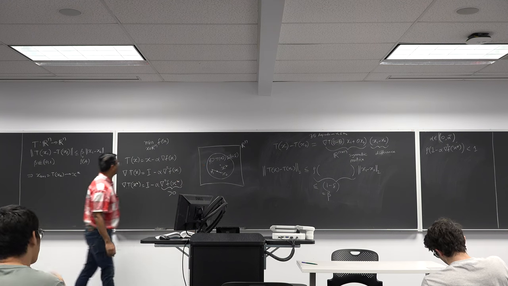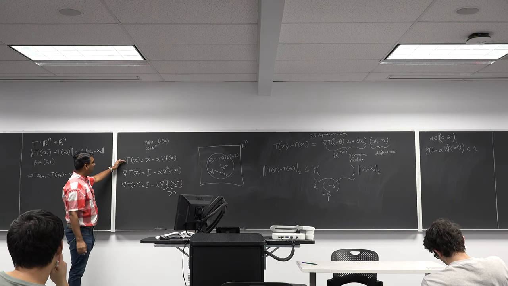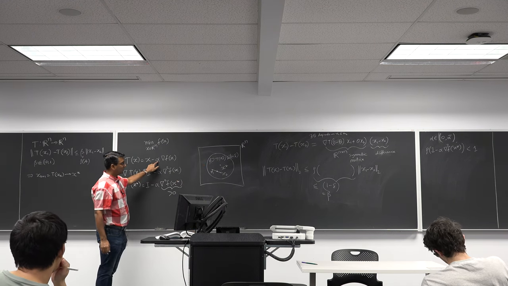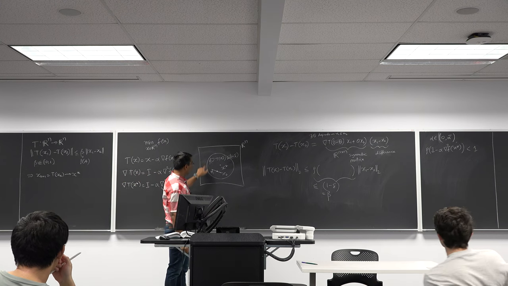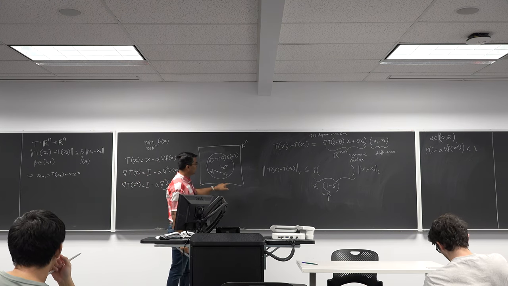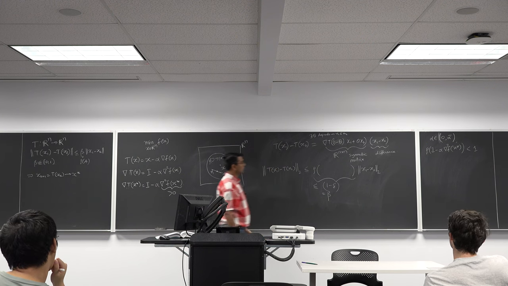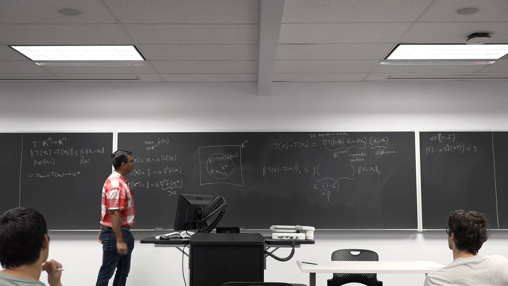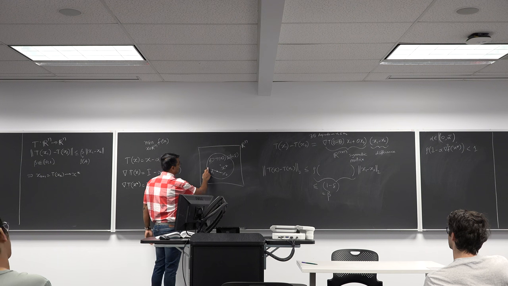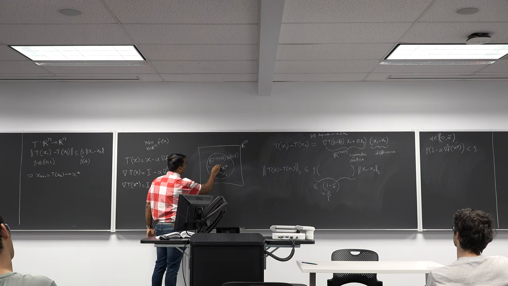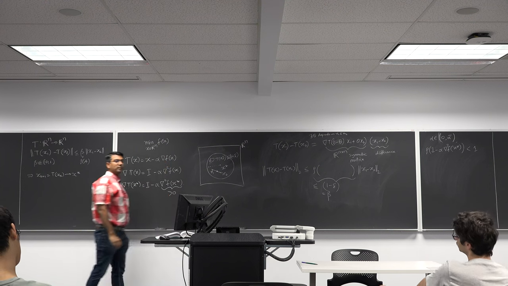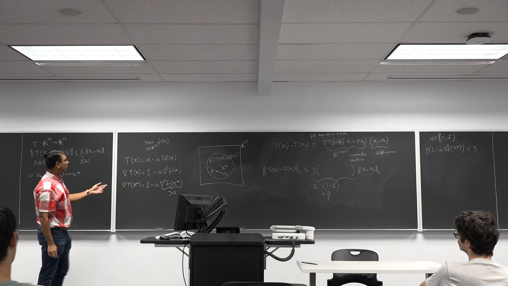So what have we done? We've identified an operator and a value of alpha and a ball, B, around the point x star, so that the operator T is actually a contraction operator. What does that imply? If I start within the ball and I keep applying T again and again, I will get a sequence that's going to converge to x star, because x star is the fixed point.